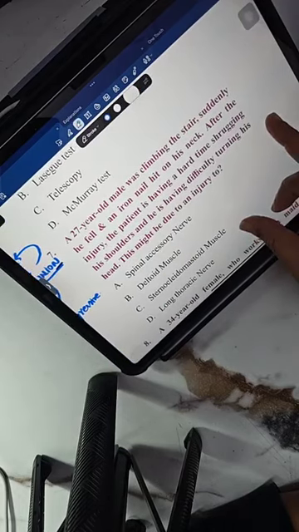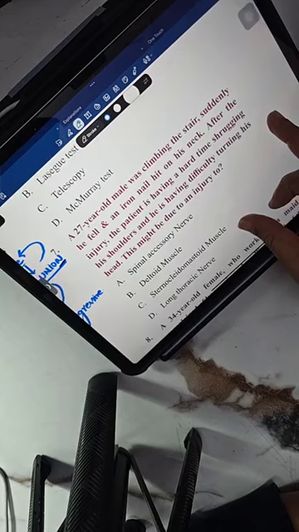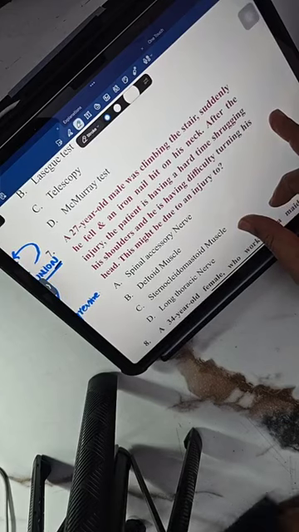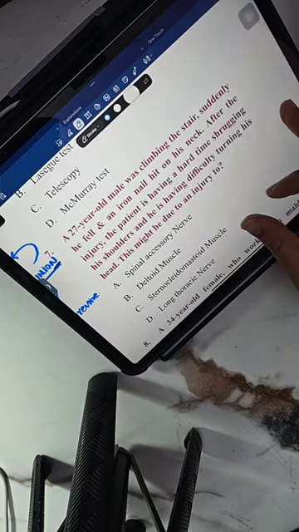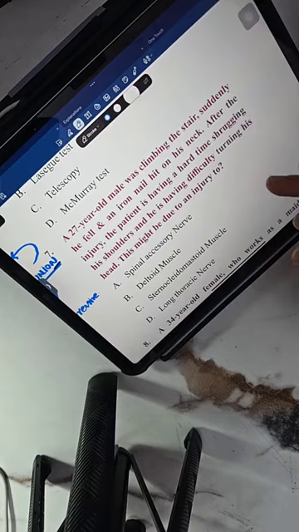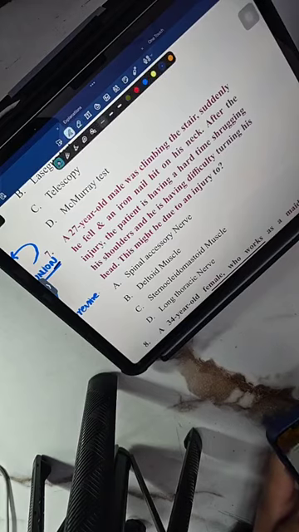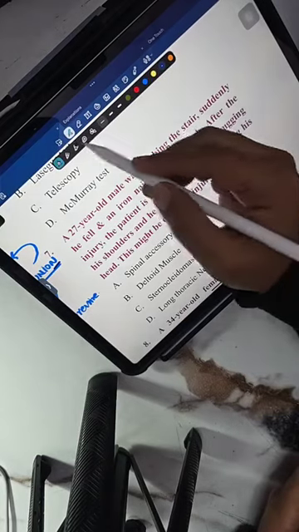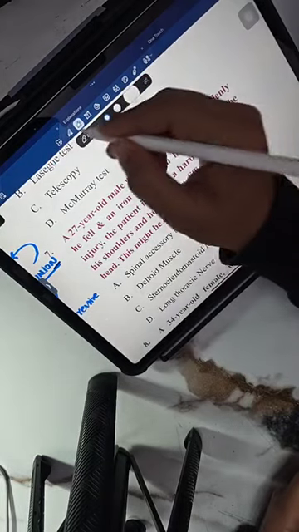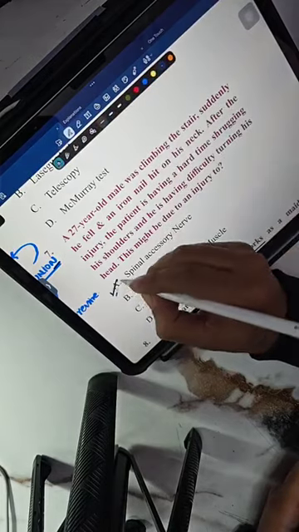Then we have this one. थोड़ा ट्रिकी है, थोड़ा ट्रिक बना दिया गया है, but if you can see, a 27-year-old male was climbing the stairs. Suddenly he fell and an iron nail hit on his neck. After the injury, the patient is having a hard time shrugging his shoulders and has difficulty in turning his head. This might be due to injury to spinal accessory. Very good. Chalo, you have caught it well. This is spinal accessory. Very nice.